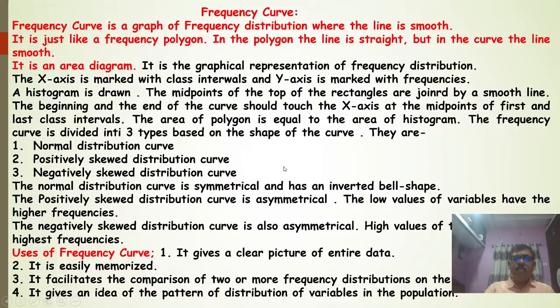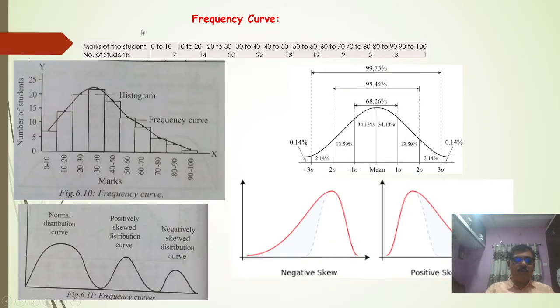This is the frequency curve. It is just like a frequency polygon. In the polygon, the line is straight, but in the frequency curve, the line is smooth. It is an area diagram and a graphical representation of frequency distribution. The x-axis is marked with class interval and the y-axis is marked with the frequency.